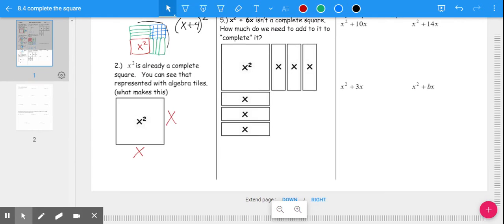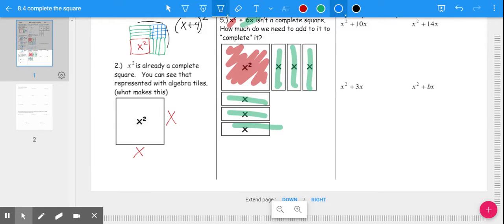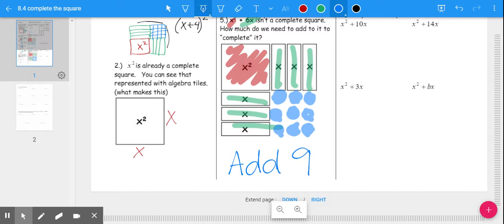The next one, it gives us our x squared. It says then add 6 x's. And what's missing? And that's the 1, 2, 3, 4, 5, 6, 7, 8, 9 squares needed to make it a square, a perfect square. So this one is add 9.